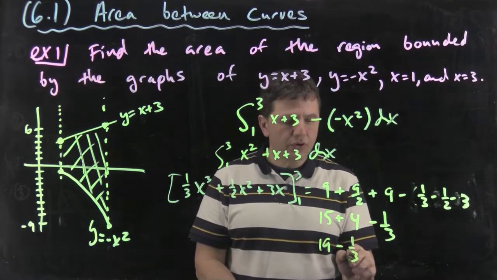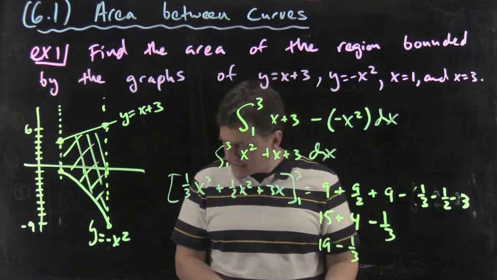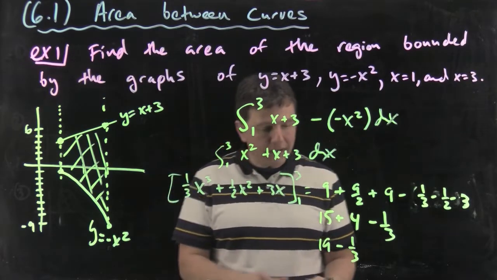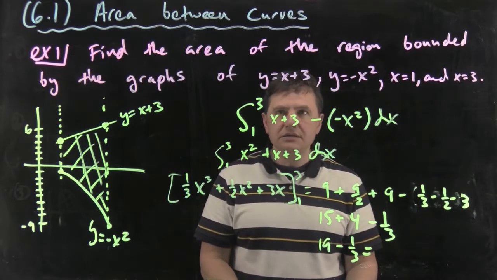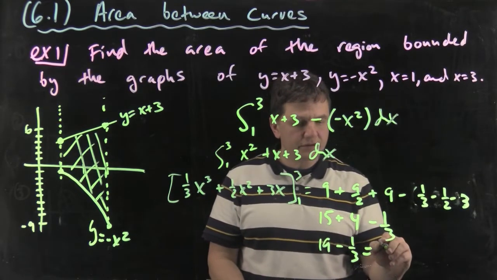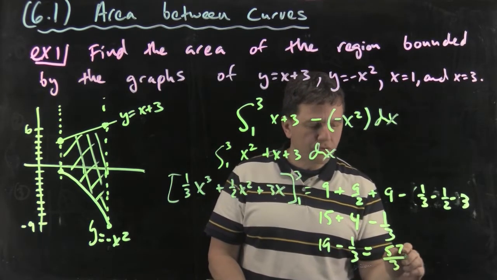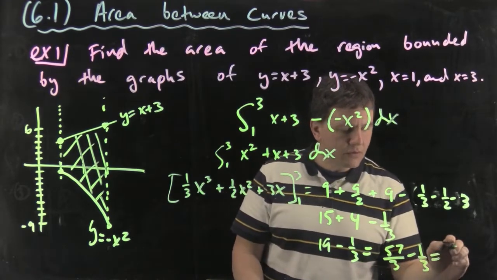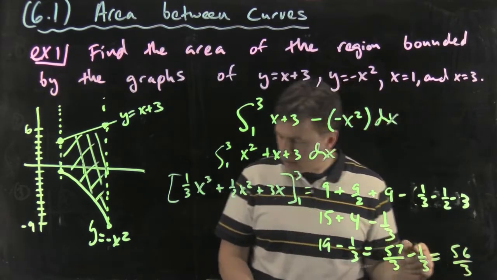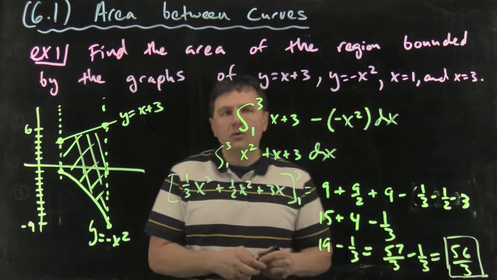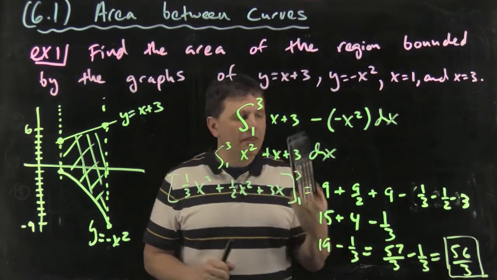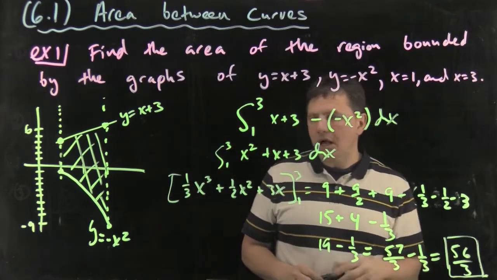19 minus 1/3. So I've got to multiply 19 by 3. So 19 times 3 is 57. 57 over 3 minus 1/3 is equal to 56 over 3. And we're just going to leave it like that. Now, if you would like to check, you can always do that because you can use Math 9 and check with your calculator. But that's our answer.